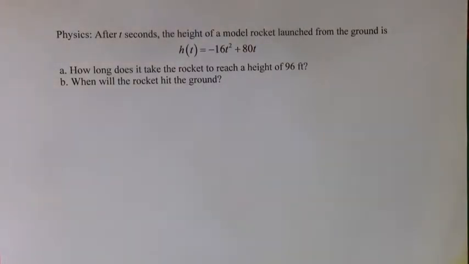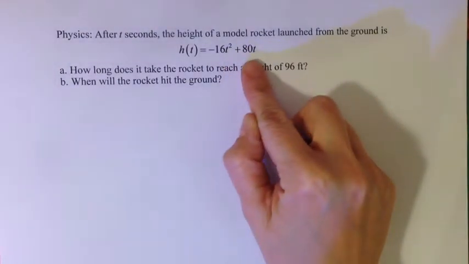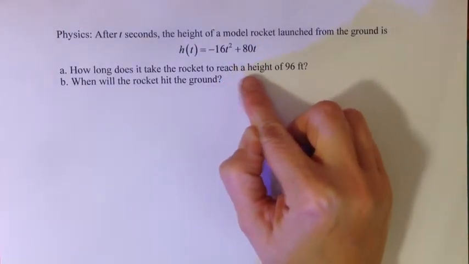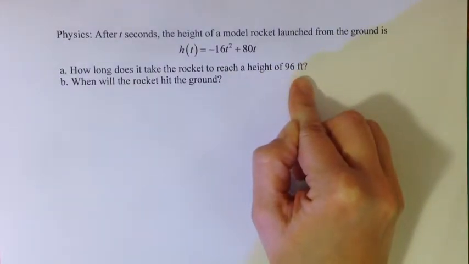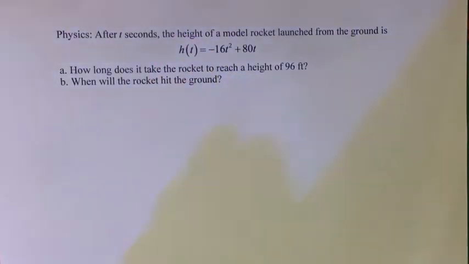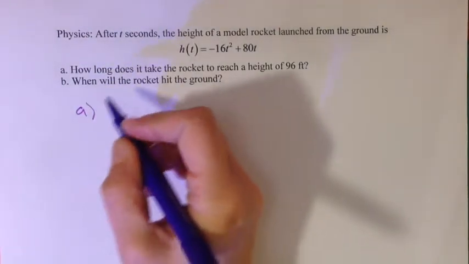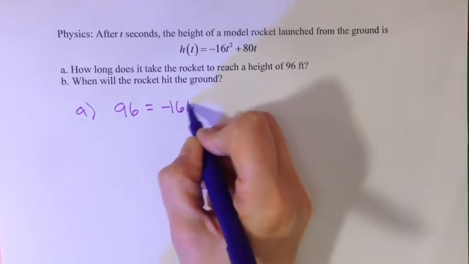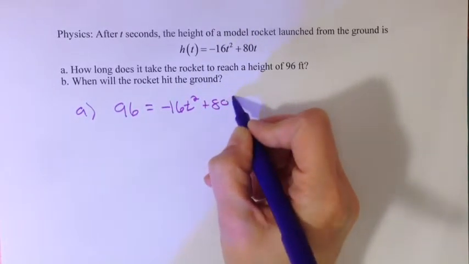Before we start trying to answer the questions, let's take a closer look at the information that we've been given. They've given us an equation where if you plug in a number for the t, it will tell you how high the rocket is after that amount of time. So the first question asks us, how long does it take the rocket to reach a height of 96 feet? Probably I'm going to want to take that 96 feet and plug it in for the height part of this equation and then solve for the t part, or the time. So for part A, I'm going to write 96 for the height equals negative 16t squared plus 80t.